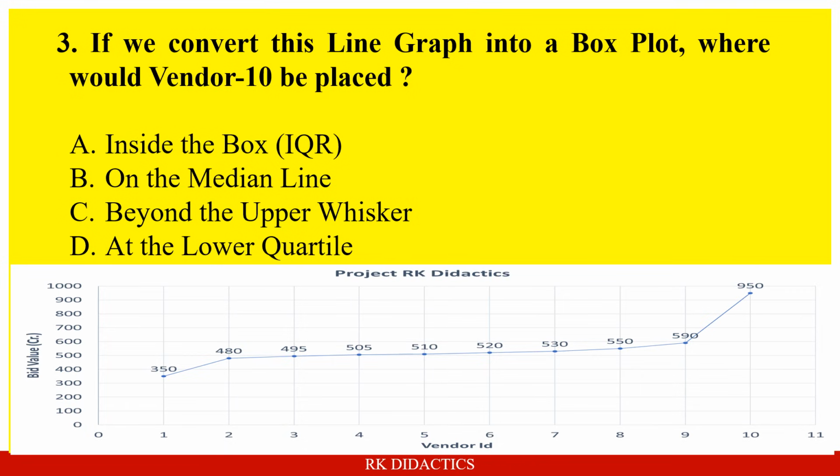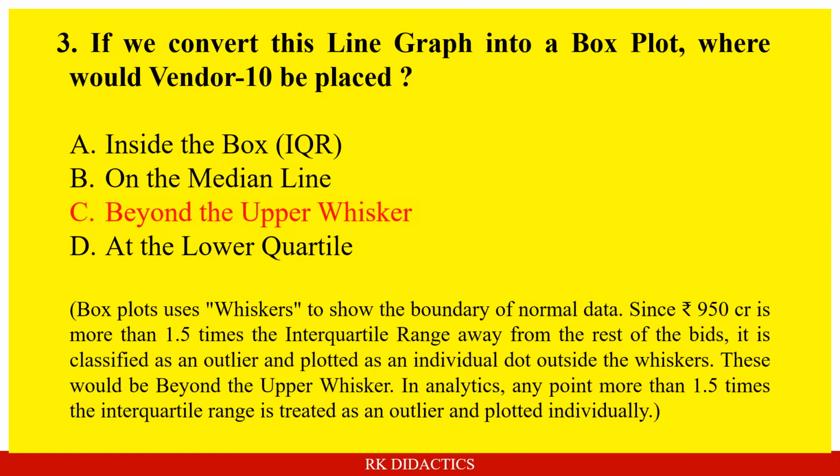If we converted this line graph into a box plot, where would vendor 10 be placed? So जो लाइन ग्राफ को हम बॉक्स प्लॉट में कन्वर्ट कर देंगे तो vendor 10 कहाँ पे रहेगा? Inside the box, on the median line, beyond the upper whisker, or at the lower quartile? Answer is beyond the upper whisker.